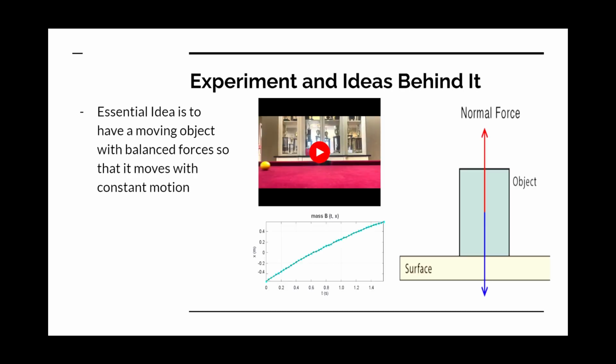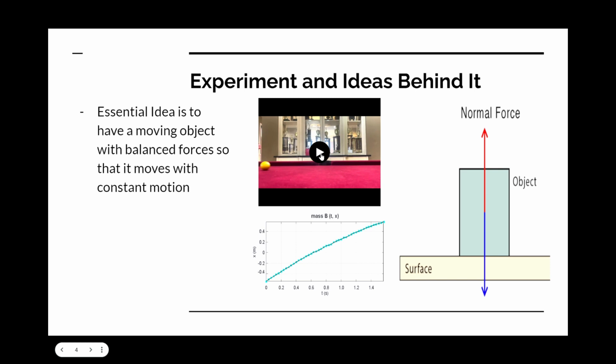So, the experiment and the ideas behind it. Here is my pool ball, just a second of it moving, and the idea is for it to have constant velocity. If we look at our graph down here, we're going to see that it's relatively linear. It curves off a little bit as the felt of the pool table maybe slows it down. But the idea is that it only experiences gravitational force down and the normal force of the pool table onto the ball upward. Therefore, it would be balanced forces, keeping the velocity the same as its initial velocity.